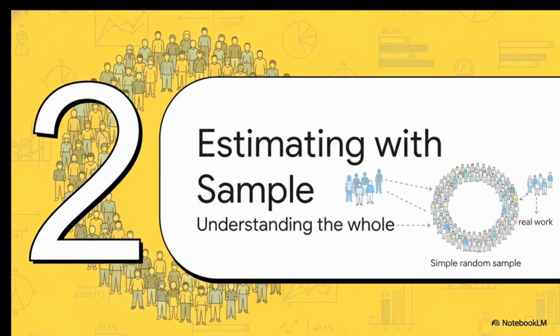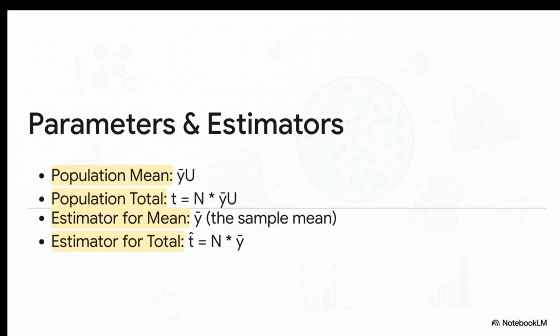So, we've gone through the trouble of getting a true simple random sample. Awesome! Now what? Well, this is where the real work begins. How do we take the data from this small group and use it to say something smart and meaningful about the entire population? Typically, we're trying to figure out 2 main things: the population average, or mean, and the population total. And the way we estimate them is pretty intuitive. Our best guess for the population mean is, well, the mean of our sample. Makes sense. And to get our best guess for the population total, which we call t-hat, we just take our sample mean and scale it up by the size of the whole population.